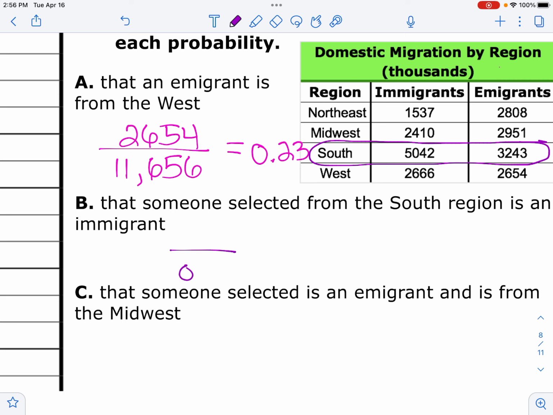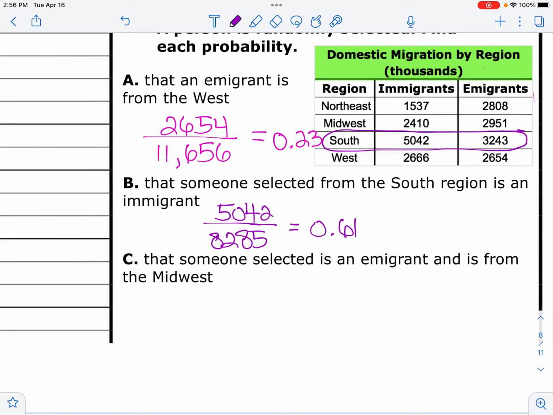If I do that, I get 80,285. And then from the South is 5,042. Now I just want to divide those two things. If I do that, I get 0.609. So let's say 0.61, we'll round that. So about 61% chance.